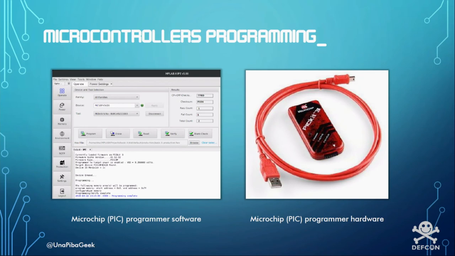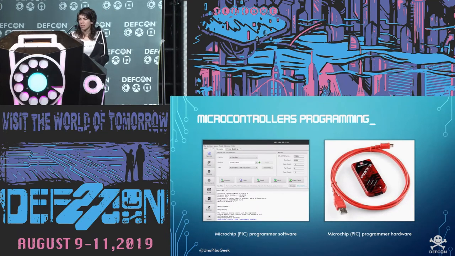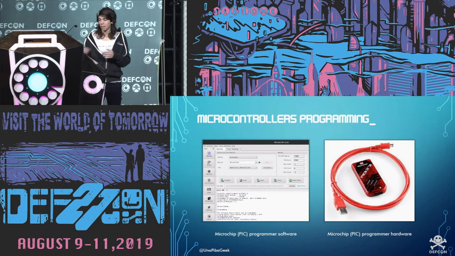As I said, it's necessary to use the programmer's software and hardware to load the firmware into the microcontroller. These are the Microchip official tools. We can use the MPLAB IDE or IPE together with the PICkit and load the firmware into the microcontroller. The interesting thing is that as well as these tools can be used to write the program memory of a microcontroller, they can be used to read the program memory. I mean, we can write a firmware or we can dump the firmware.